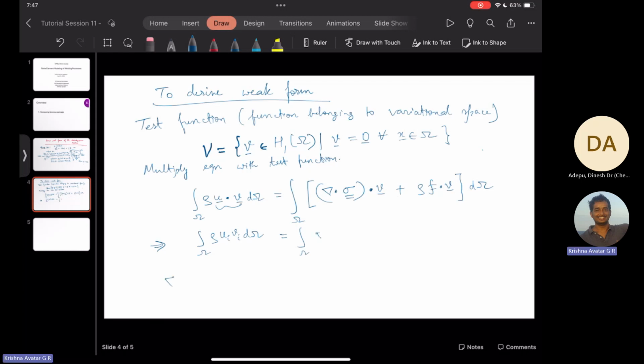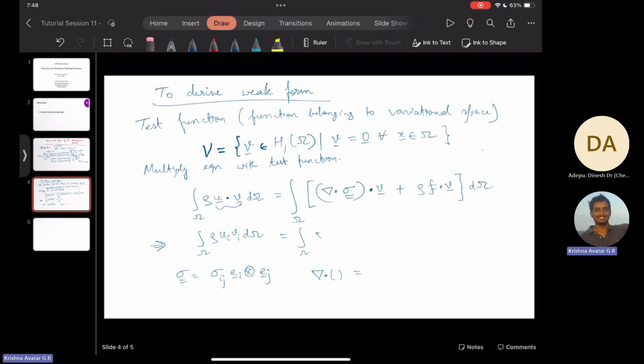So let's write sigma tensor as sigma ij e i tensor product with e j. Now, when we take divergence, the way the divergence operation works is given by, so we'll have divergence.